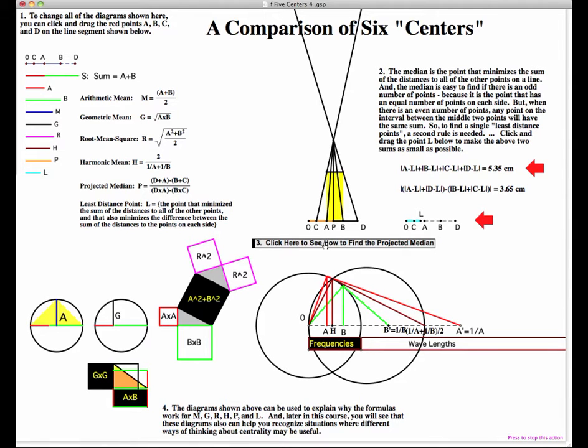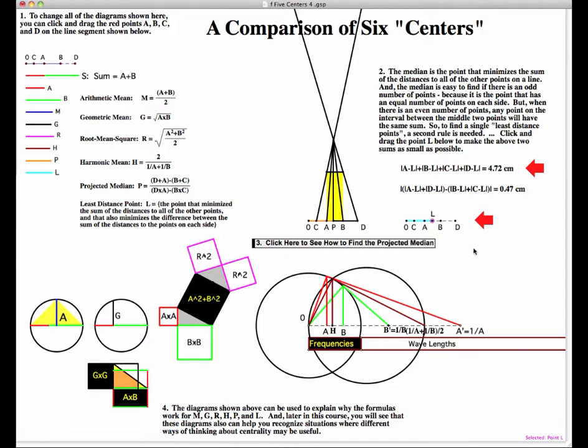Finally, in earlier activities, you saw that the median is the least distance point, as long as you are dealing with an odd number of points. But, if you are dealing with an even number of points, then any point between the 2 middle points will qualify as being a least distance point.